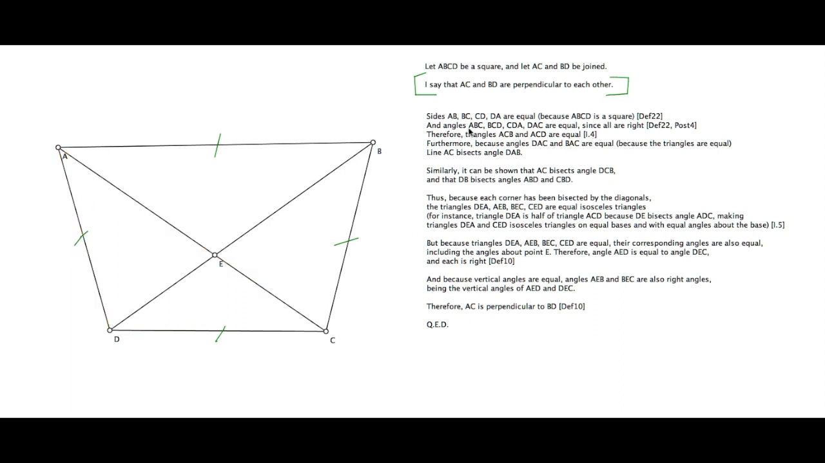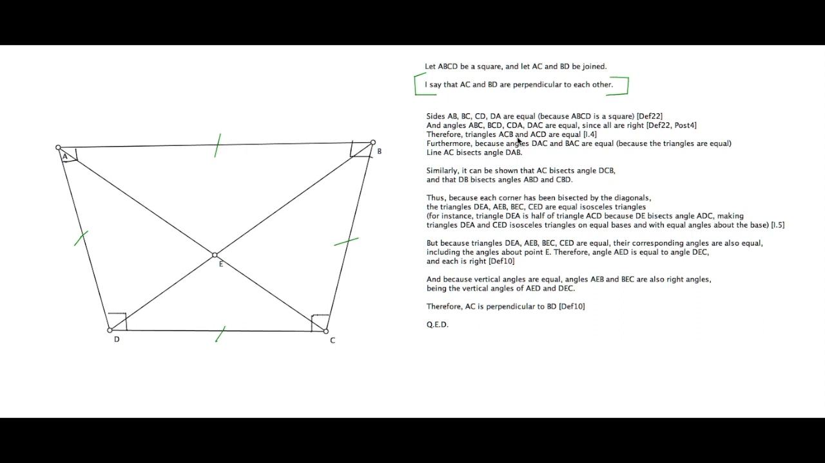And the angles ABC, BCD, CDA, and DAC are equal since all are right angles. And again, this just goes back to the definition of a square. So this is a right angle, this is a right angle, this is a right angle, and this is a right angle. And because they're all right angles, all those angles in the corner are equal.